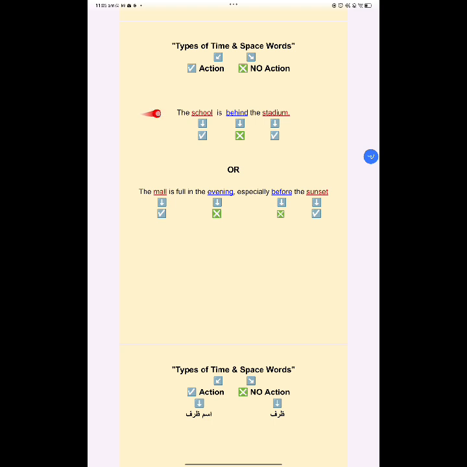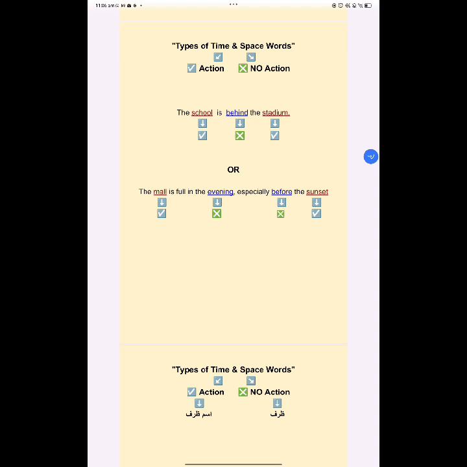So the sentence: the school is behind this stadium. Now, we're going to analyze this sentence word by word, okay? The word school. If you look at it on its own, can you infer any action that is associated with the word school? Of course, you can. The action of teaching and learning happens in the school. Okay? The word behind, is it zarf makan or zarf zaman? This is zarf makan, right? Why? Because it is telling you about the space or the place.